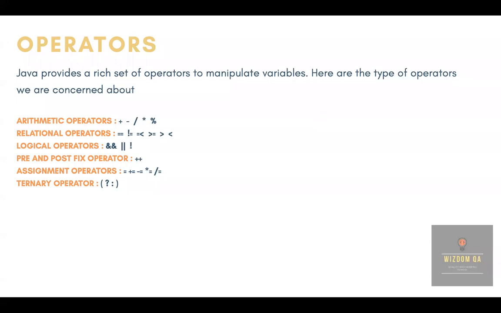We'll talk about operators. What are operators? Java provides these operators to manipulate variables. There are different types of operators that we will be seeing: arithmetic operators, relational operators, logical operators, prefix and postfix operators, assignment operators, and the ternary operator. In our usual Java programming, or any kind of programming, all these operators are very much required to perform different types of manipulation.